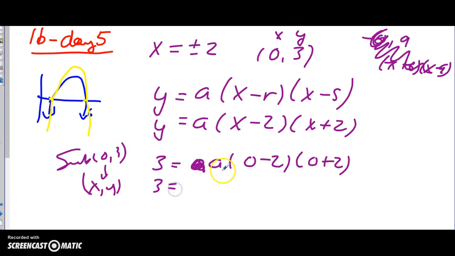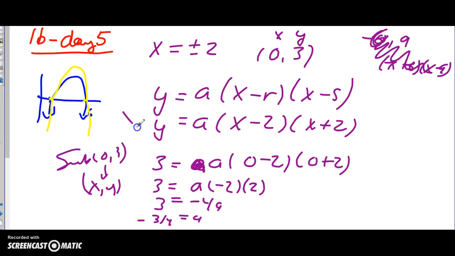So 3 is equal to a times (0 minus 2, which is minus 2) times (0 plus 2, which is 2). Multiply, that's negative 4a is equal to 3. A itself is negative 3/4. Okay, then I go back and I sub that in over here, back to this point here.